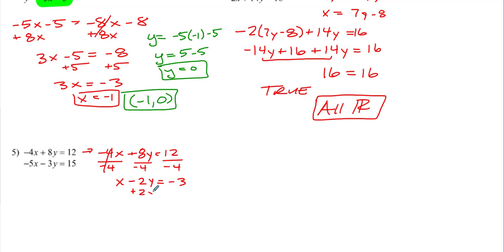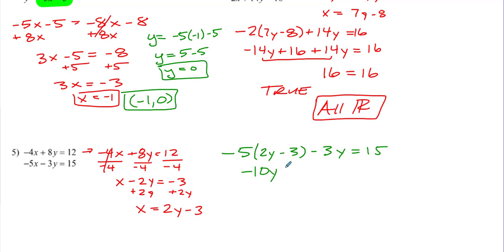Then I just want to add this 2y to both sides. And I get x is equal to 2y minus 3. Okay, now I can plug this in. This x, since I used this first equation, I got to plug it into the bottom one. So we get negative 5 times 2y minus 3, minus 3y equals 15. Negative 5 times 2, negative 10y. Negative 5 times negative 3, positive 15.